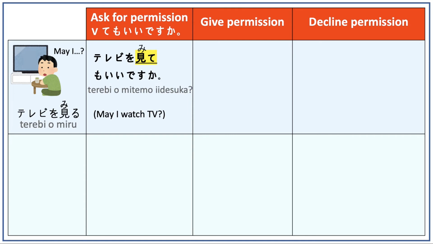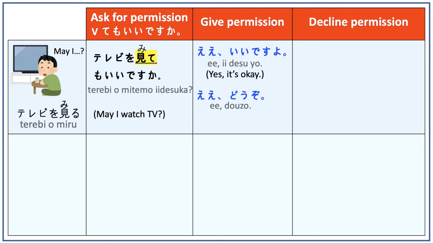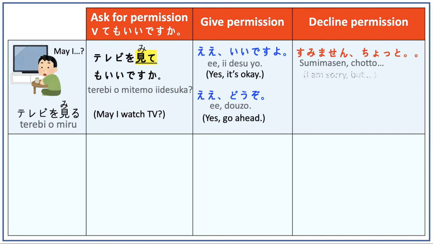If the listener would like to allow, he or she would say either, いいですよ, yes, it's okay, or どうぞ, yes, go ahead. If the listener does not want to allow, he or she would say either すみません、ちょっと, I'm sorry, but, or in stronger words, no, it is not okay. In Japanese, it is いいえ、見てはいけません.